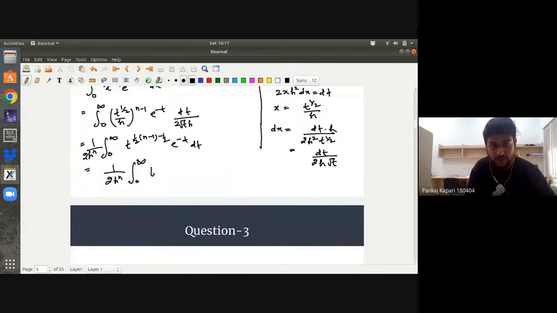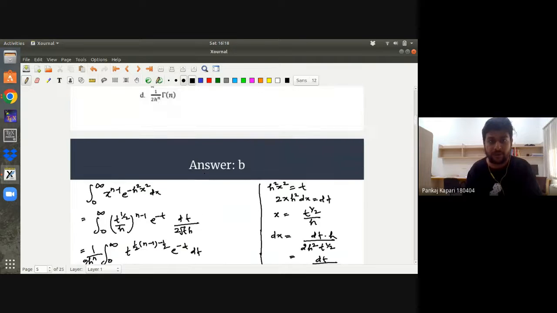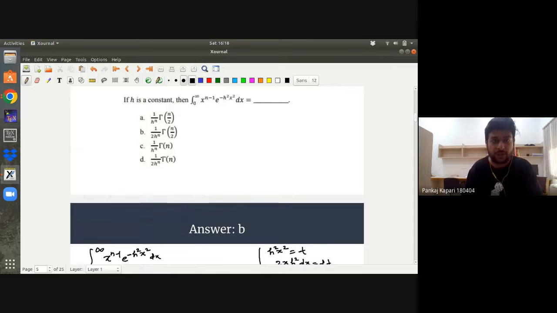So this will turn out to be t to the power n by 2 minus half, which becomes 1. So e to the power minus t dt, right? Now by the definition of gamma function, this particular quantity will become gamma of n by 2, divided by 2 to the power n. Okay, therefore the correct answer is B.